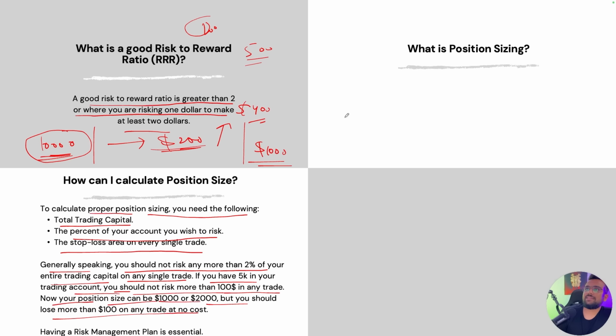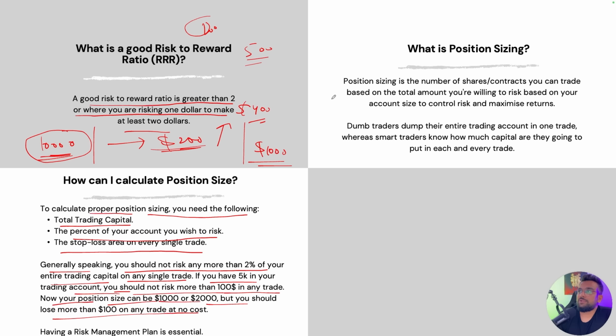Now, what is position sizing? We broke down this whole thing. Position sizing is the number of shares or contracts that you can trade based on the total amount of risk that you're taking, based on account size. Dumb traders dump their entire trading account in one trade, whereas smart traders know how much capital they are going to put in each trade.